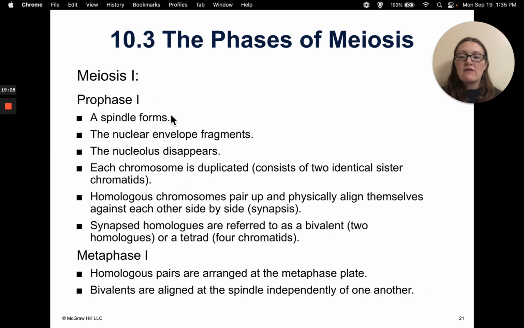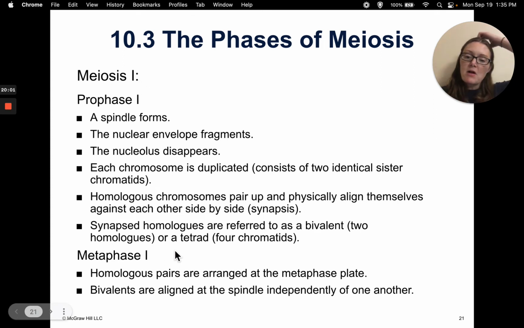The steps are very similar. So prophase 1, the spindle fibers form, the nuclear envelope breaks apart, and the nucleolus disappears. Then the chromosomes are duplicated, which we saw in the interphase portion. The homologous chromosomes are going to start to pair up, and this is also when crossing over is going to take place. The homologous are referred to as bivalent, or as a tetrad, because it's forming 4 chromatids, whereas in mitosis they just form sister chromatids.